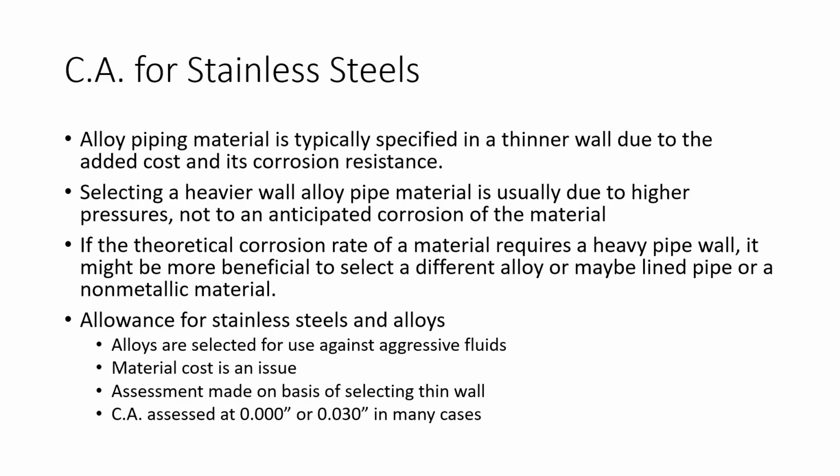Allowance for stainless steels and alloys. Alloys are selected for use against aggressive fluids, but material cost becomes an issue when doing so. Material assessment is made on the basis of being able to select thin wall pipe or tube. Given that, corrosion allowance for alloys is assessed at 0 inches or 0.03 inches in many cases.